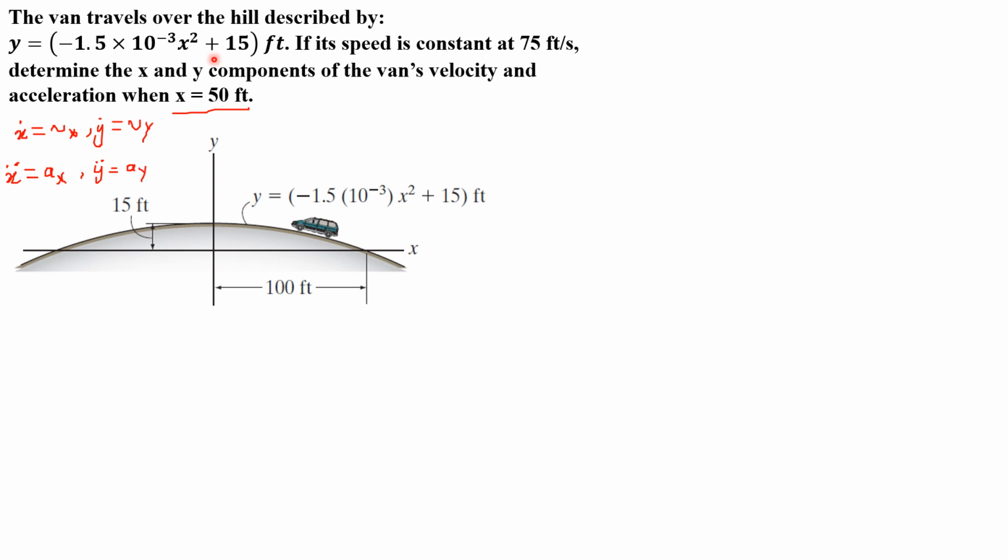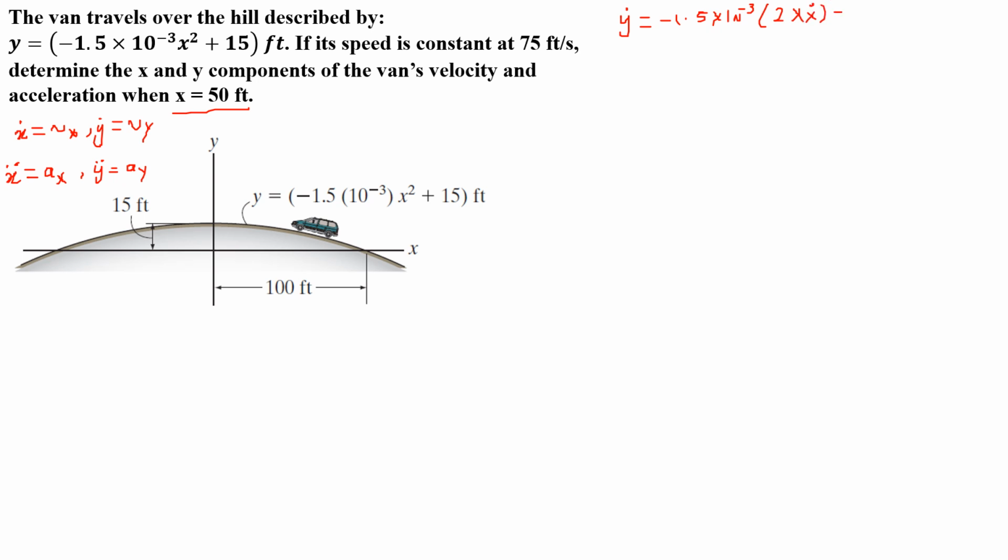Okay, to start, I'm going to take the time derivative of this. Since this is given in feet, the time derivative here will be obtained using the chain rule. We have to use the chain rule because this is not a function of time, but we know that there's time here. So now, using the chain rule, the left side would be simply y dot. The right side, negative 1.5 times 10 to the negative 3. Now for x squared, the time derivative for that would be 2x x dot. So this is simply 2x x dot.